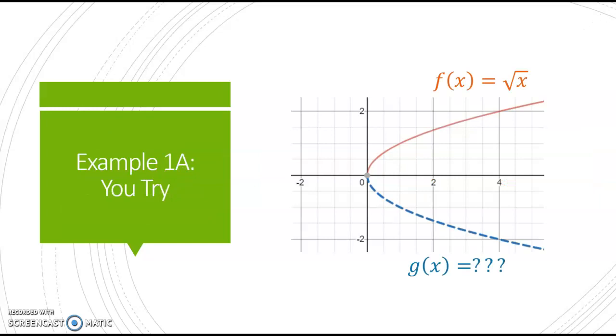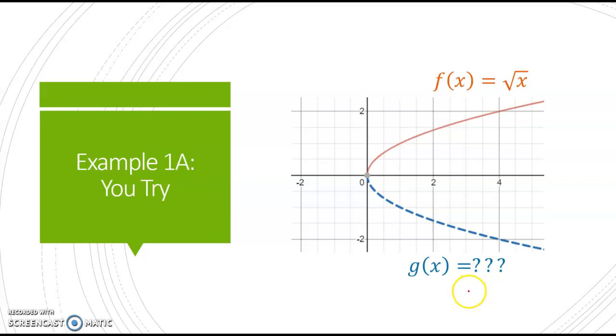Okay. Now here's an example for you to think about. f(x) is the square root function, which we learned about this chapter. g(x) looks like it's a reflection across the x-axis, so what would the function be for g(x)? After you've made a guess, unpause the video and see what my answer is.